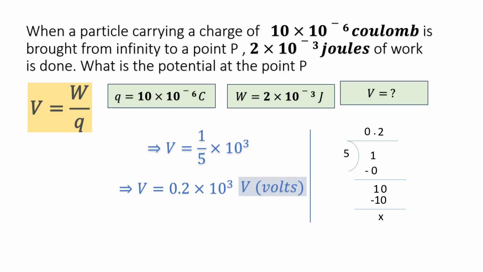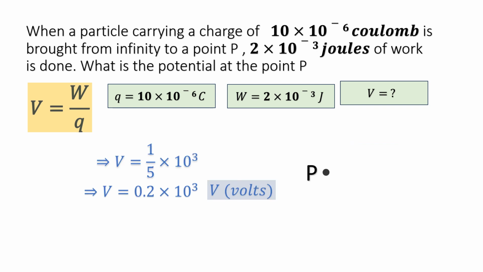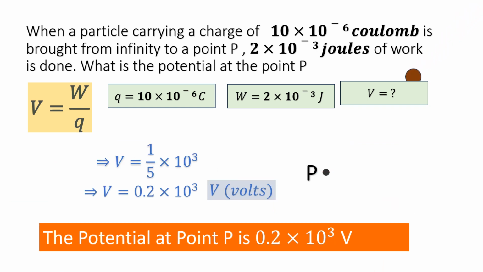This answer is in unit volts, that is denoted as V. So finally there is the point P, and what is the potential at the point P? We can write the potential at the point P is 0.2 into 10 to the power 3 volts.